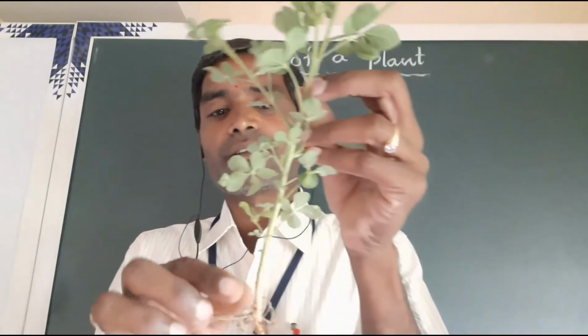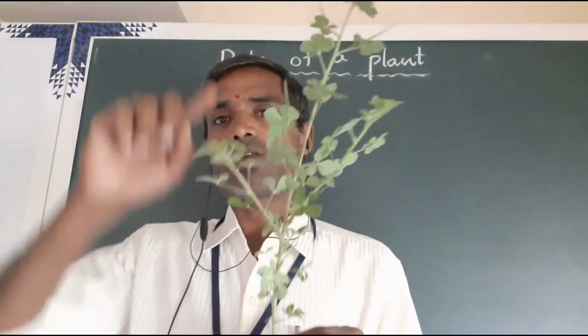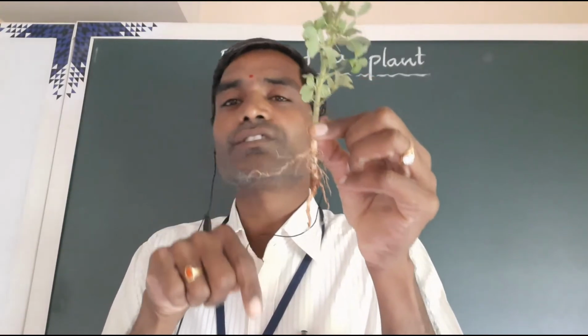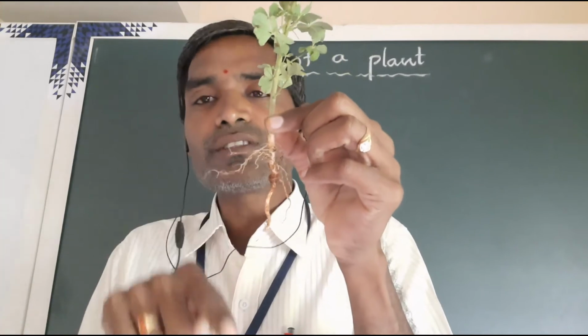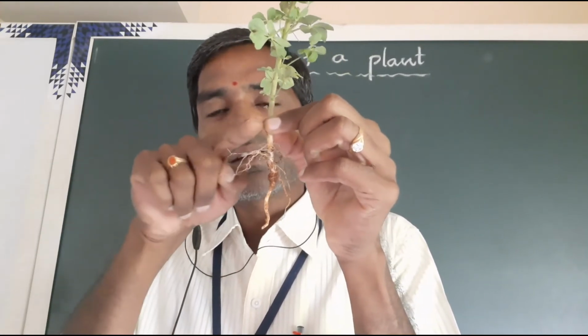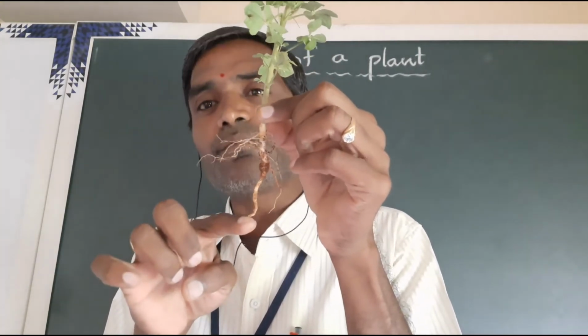Now we are going to discuss the two systems. Yesterday I told you, one is the shoot system. The shoot system is nothing but the part above the ground level. This is the plant. Above the ground level is the shoot system and below the ground level is the root system. Now we are going to discuss the root system, that is, below the ground level.